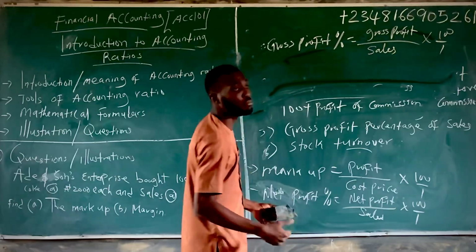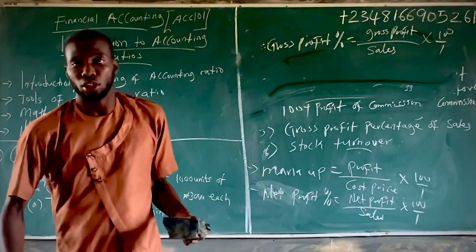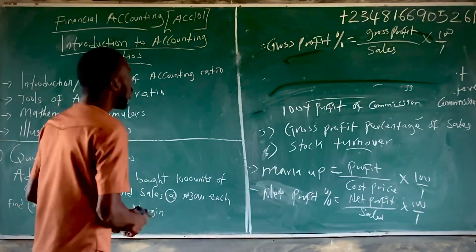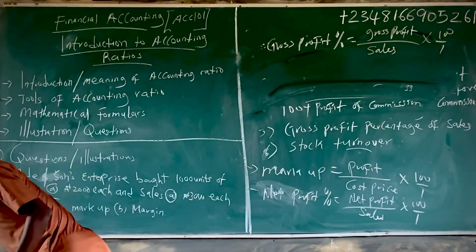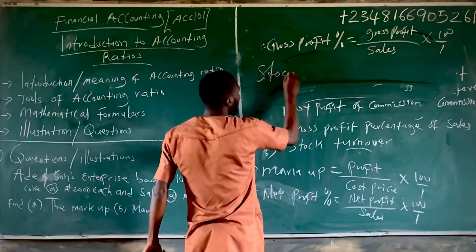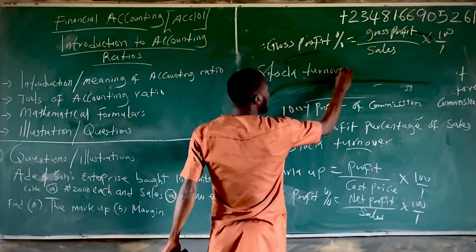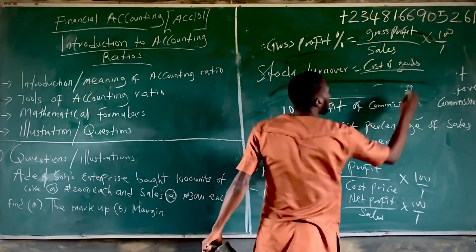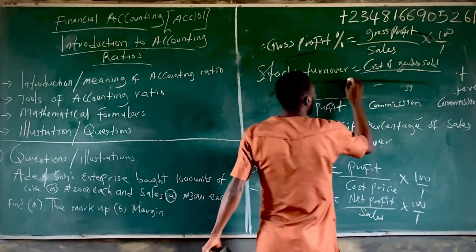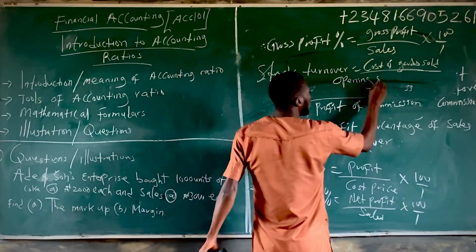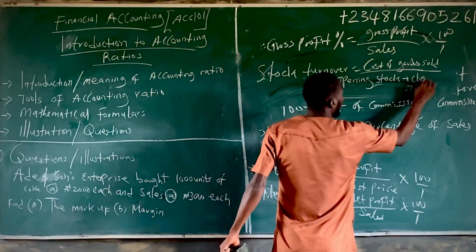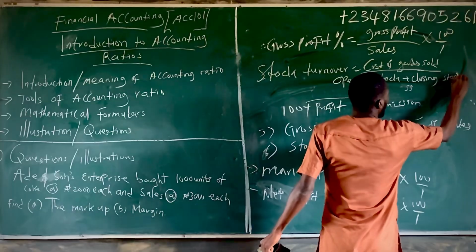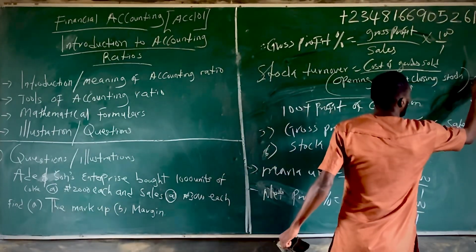The stock turnover, which I said means the number of times the stock is turned over within that period of time. That's what we are saying under the stock turnover. What is the formula for the stock turnover? The formula for stock turnover is the cost of goods sold, divided by opening stock plus closing stock, everything divided by 2.